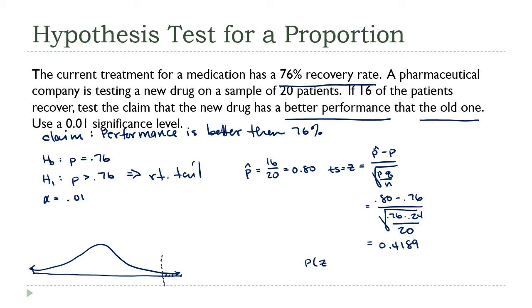What is the probability that Z is greater than 0.4189? You go to your table, whatever method you like to use to do this. This is 0.337645, which is greater than alpha. All right, so this means that the difference we're seeing between the sample and the current success rate has a high probability of being just random chance. Therefore, there is insufficient evidence to reject the null hypothesis.